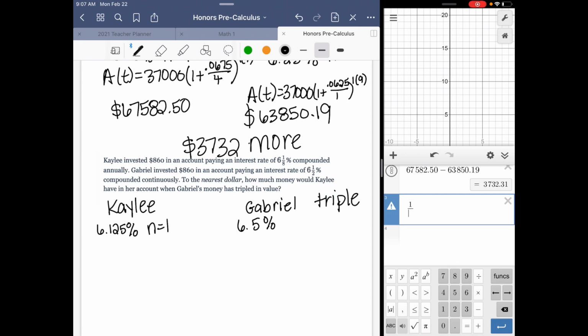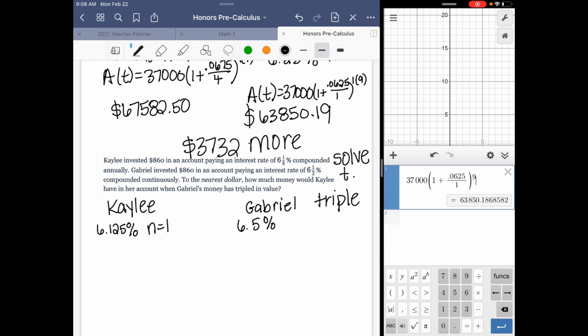All right, so we want Gabriel to triple. So what are we missing in this problem? If you notice, they didn't give us any time value. So we're going to have to use Gabriel's information and solve for t. And then after we solve for t, then we're going to use that t and figure out Kaylee's information based off of that time.